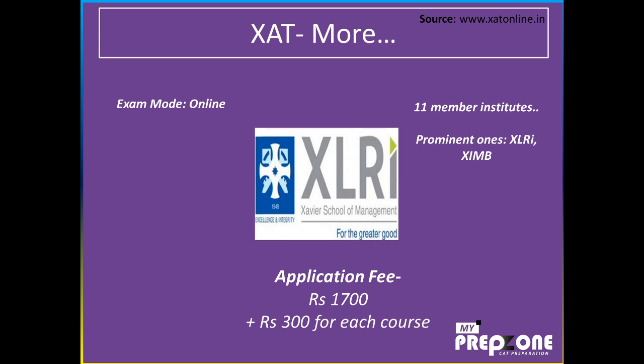The application fee is 1700 rupees, and then they will charge you 300 rupees for each extra course that you want to enroll yourself for, which could be around 2000 for some people, 2500 or 2300 for others. And the last important thing is that there is no essay writing test. Earlier there used to be 5 sections in the XAT exam. Now there are only 4 sections in the XAT exam.